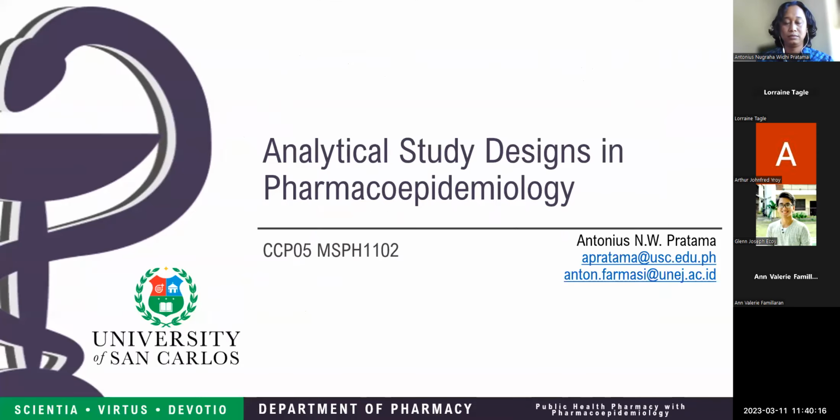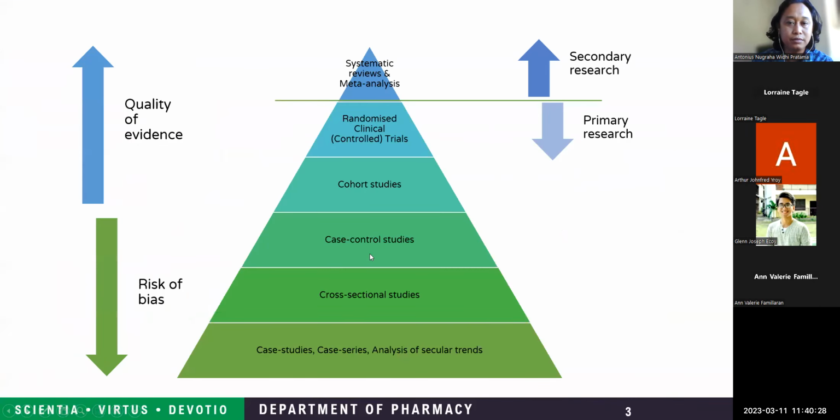So we will talk about the analytical study design. We will focus on these three types of study designs: case control studies, cohort studies, and randomized clinical trials or randomized control trials.